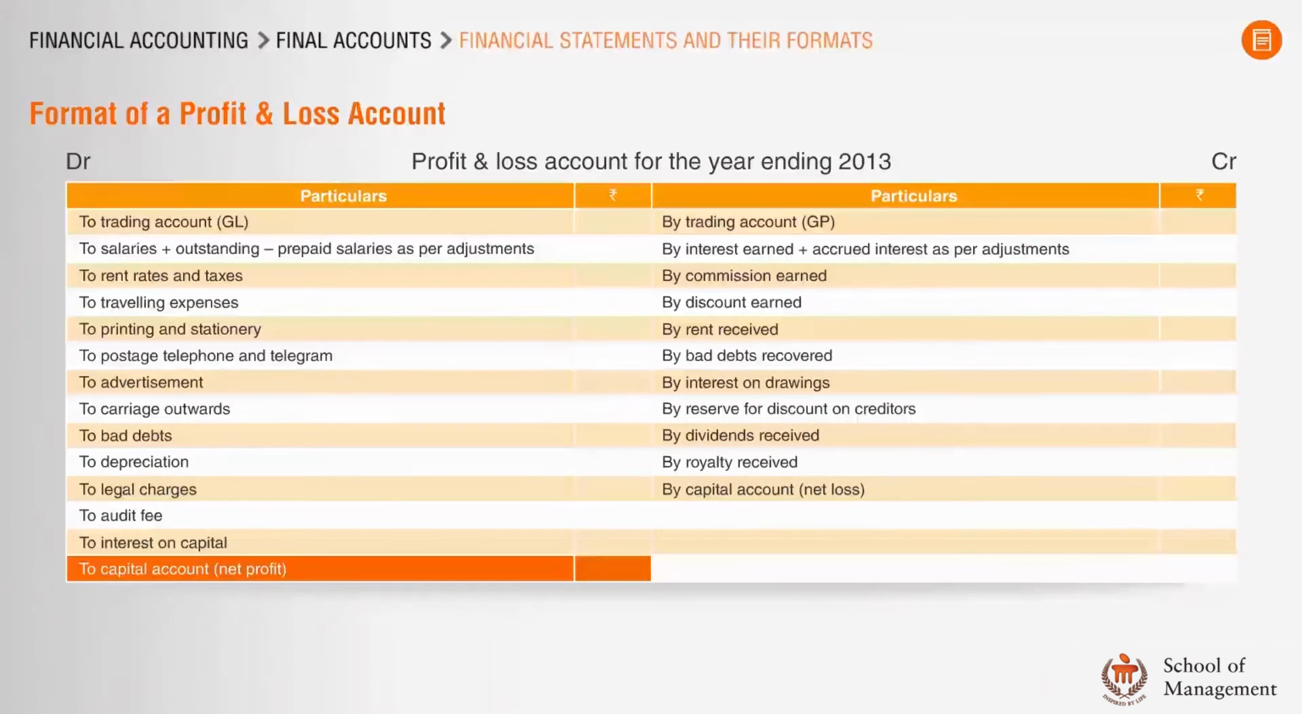The net profit earned by the business for a particular period is added to the capital account in the balance sheet, because the profit earned by the business rightly belongs to the owner or the shareholders of the business.